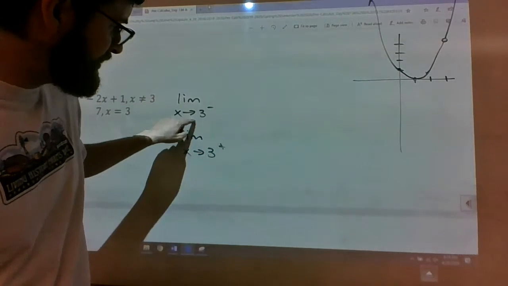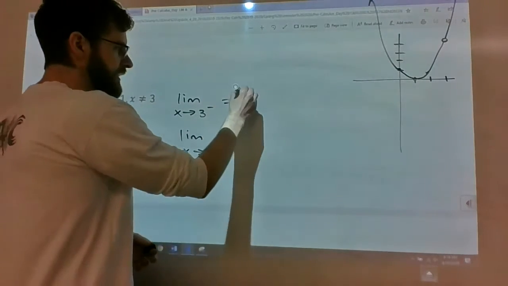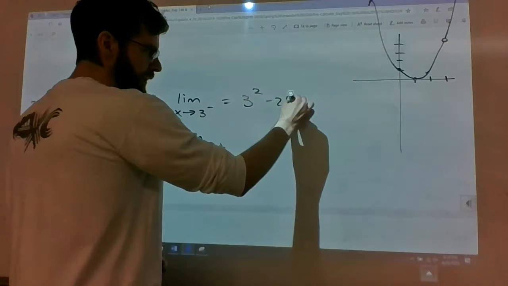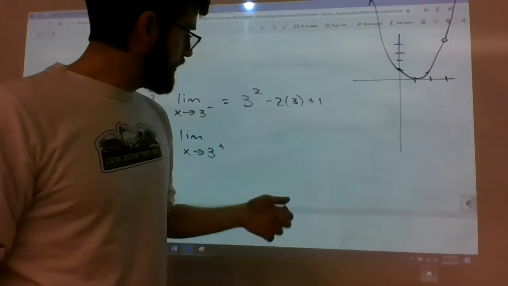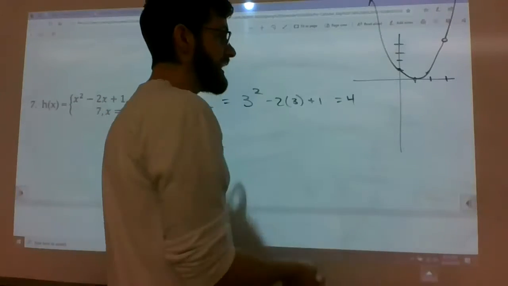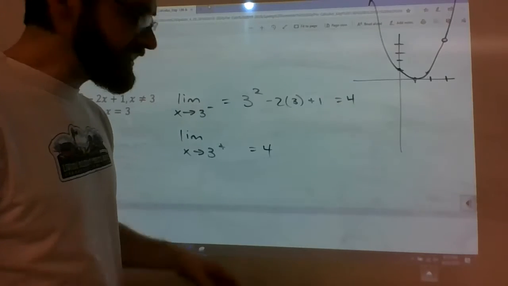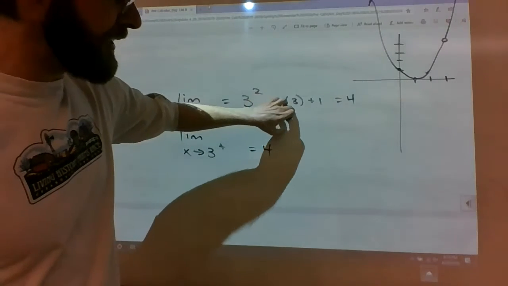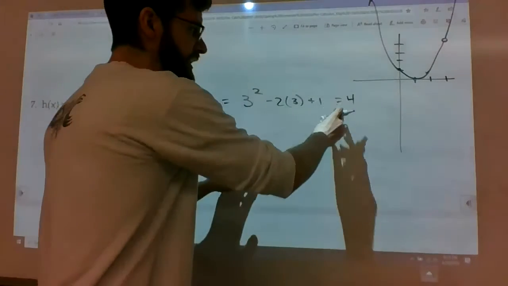I'm not plugging these into two separate entities. This is me plugging in 3 into that polynomial and getting the value of 9 minus 6, which is 3, plus 1, 4. It's the same thing from the right. I'm using 3 squared minus 2 times 3 plus 1 for this bottom one as well. So the limits equal each other.